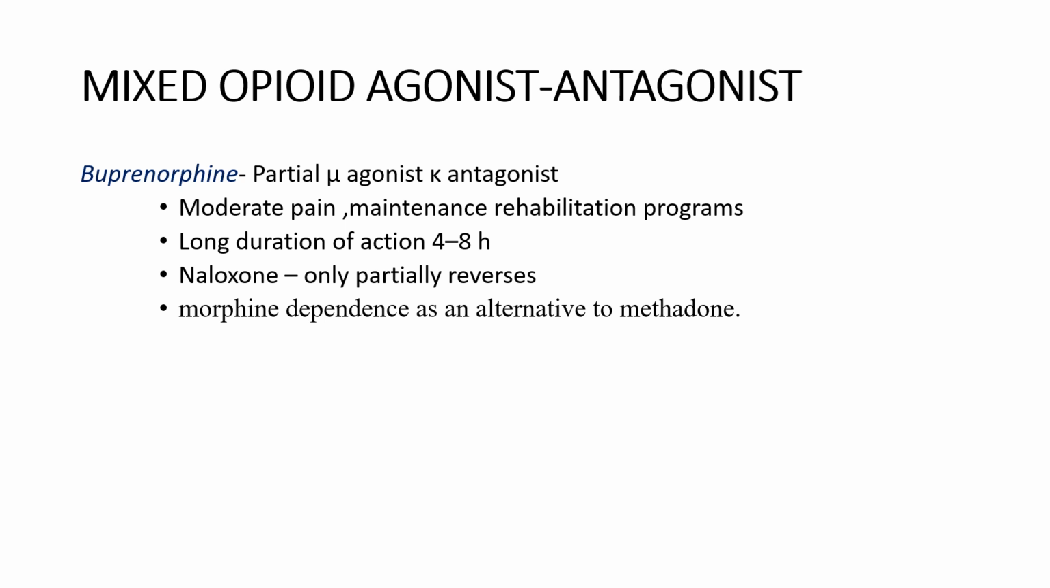And because of this reason, naloxone, which is a pure opioid antagonist, only partially reverses the action of buprenorphine. So naloxone reverses almost all the opioid analgesics completely except buprenorphine, which dissociates very slowly from the receptor, and hence the reversal also is very partial.